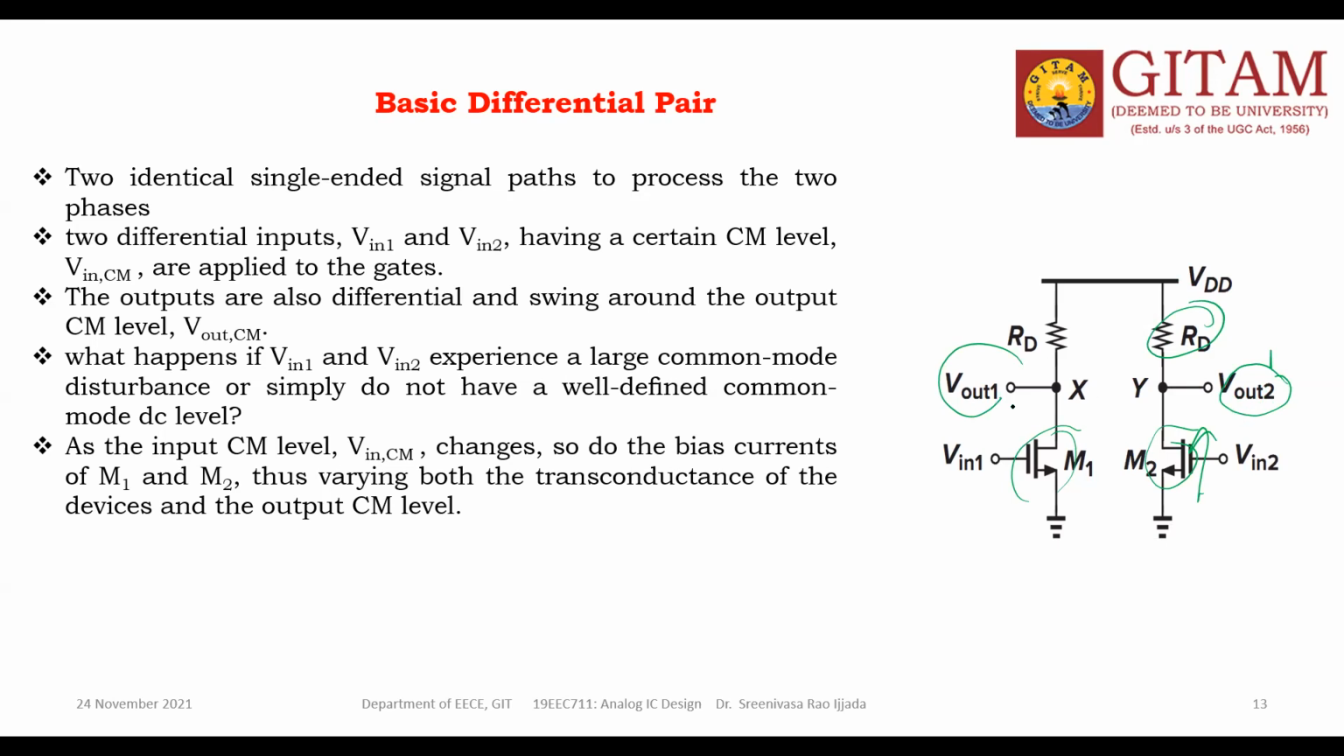Similarly here also, suppose I am talking about this one conducting less. What happens? Less current will flow, so less drop will be here. So VDD minus less drop is equal to more V output. So whenever two devices are conducting in a symmetrical manner, there is a small hidden concept that you should remember.